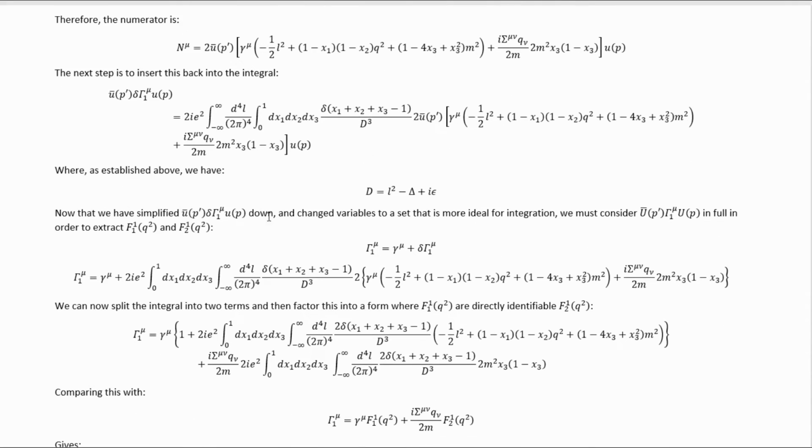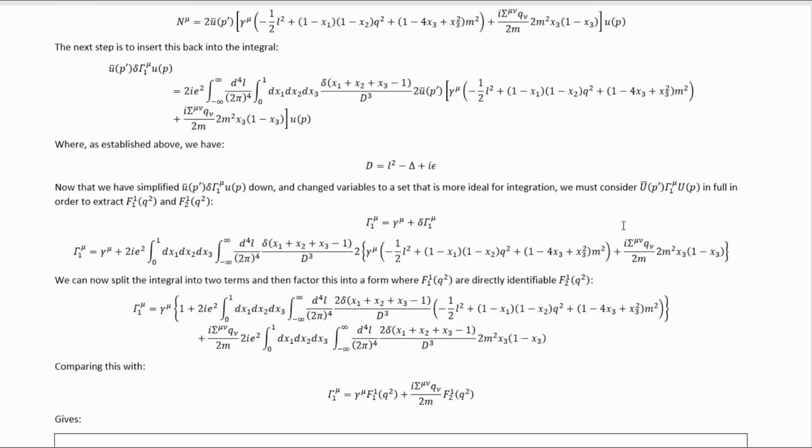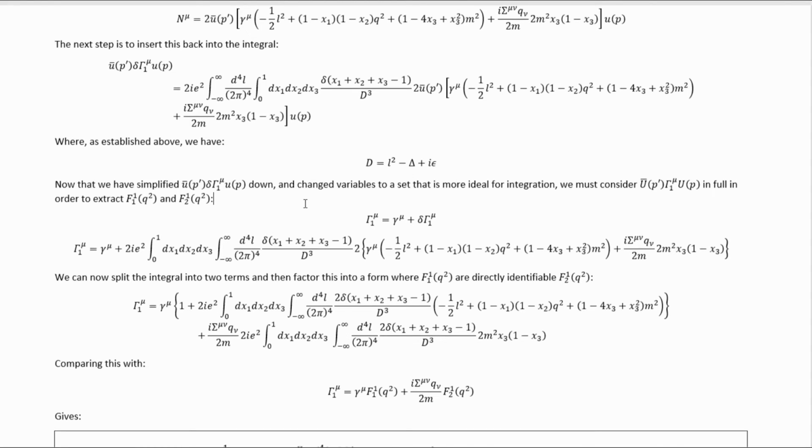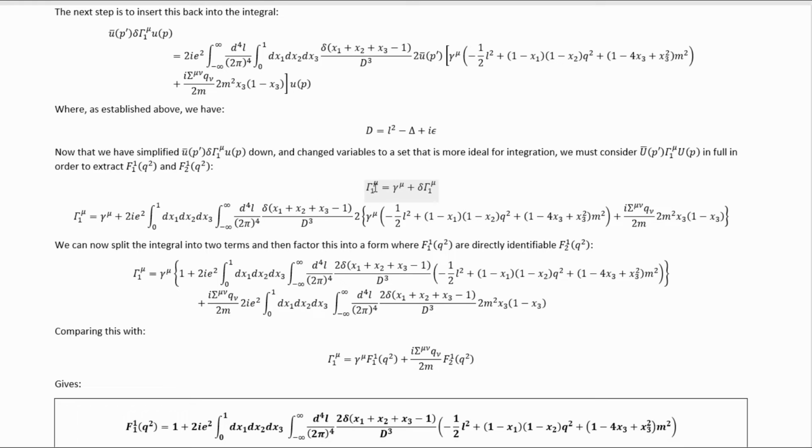Now that we have simplified this quantity down and changed variables to a set that is more ideal for integration, we can consider this quantity with the gamma matrix back in, the zeroth order part back in full, in order to extract f11 of q squared and f12 of q squared. This whole gamma 1 mu in full is this quantity right here, where I've pulled out the spinors now just to get a straight up expression for gamma 1 mu.